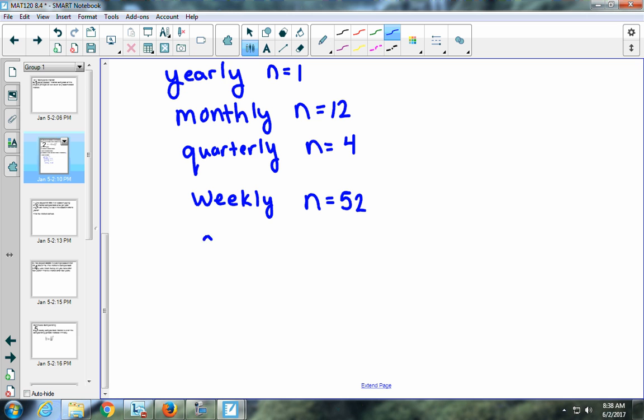They could say daily, and this one's a little weird. According to our textbook, the banks assume that there's 360, not 365 days in a year, because they assume that there's 30 days in a month. Now, in the real world, most banks nowadays use N equals 365, but I want to stay consistent with our textbook, so when you're working on MyLabs Plus, you've got all the same information. So assume that there's 360 days in a year.